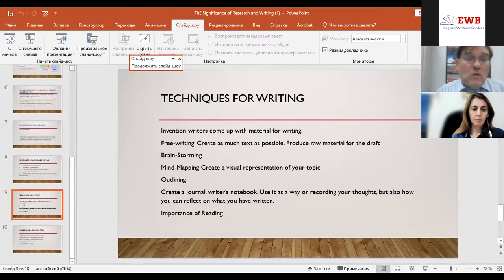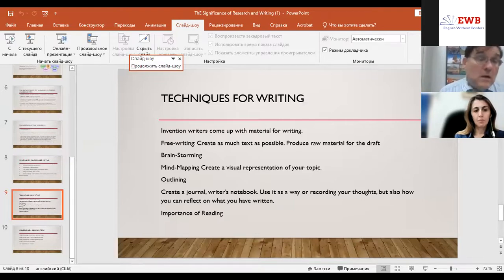Brainstorming. Again, brainstorming is kind of related to free writing and mind mapping, in the sense you're trying to give yourself a visual presentation of your topic. You're trying to get all the different aspects down so you can connect them, and then it's a lot easier to go about the actual writing.